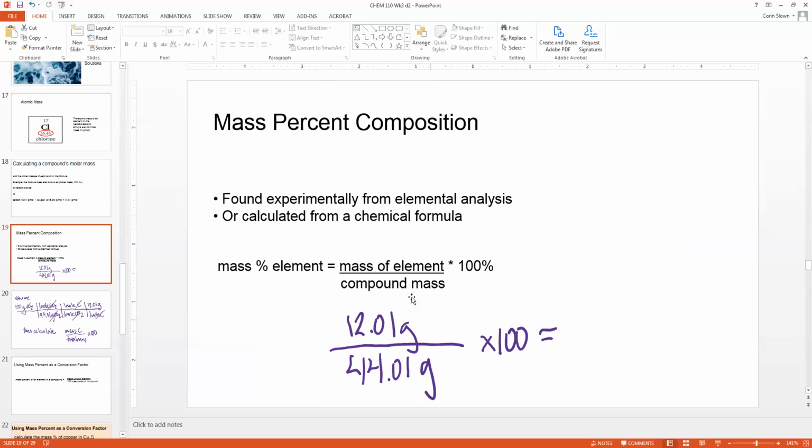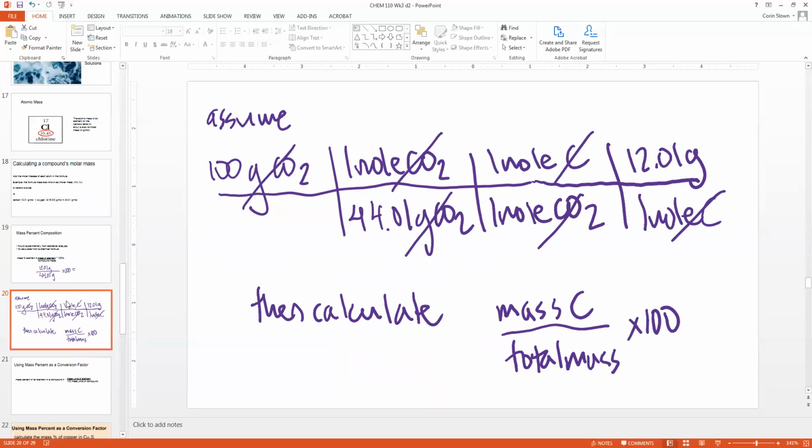But what if you didn't know how to find this? You could also make an assumption. Let's say you assume you have 100 grams of carbon dioxide. Then you could convert that mass in grams to moles. You can convert your moles of CO2 to moles of carbon. You can convert your moles of carbon to your grams of carbon, and then you could calculate your mass percent.